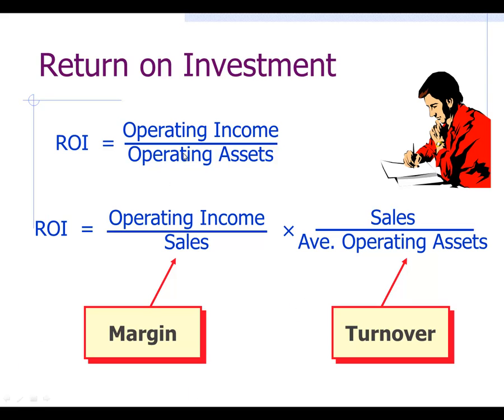So all we're doing is taking our simple ROI formula and breaking it down into 2 pieces. We've got income and we're just adding a sales component to that. Income over sales gives you the margin portion, sales over assets gives you the turnover portion. If you have a question that asks you simply to calculate ROI and you have income and you have assets, you can use the simplified version of the formula.